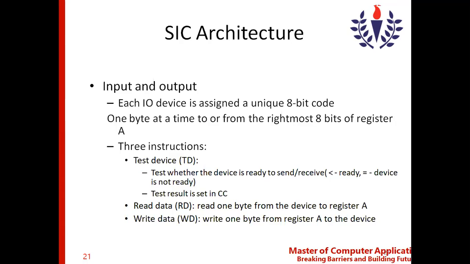As we already saw in many places, the condition code has the values less than, equal to, and greater than. Coming to the third feature, that is data format, we have 2 different data types in SIC: one is integer and the other is character.